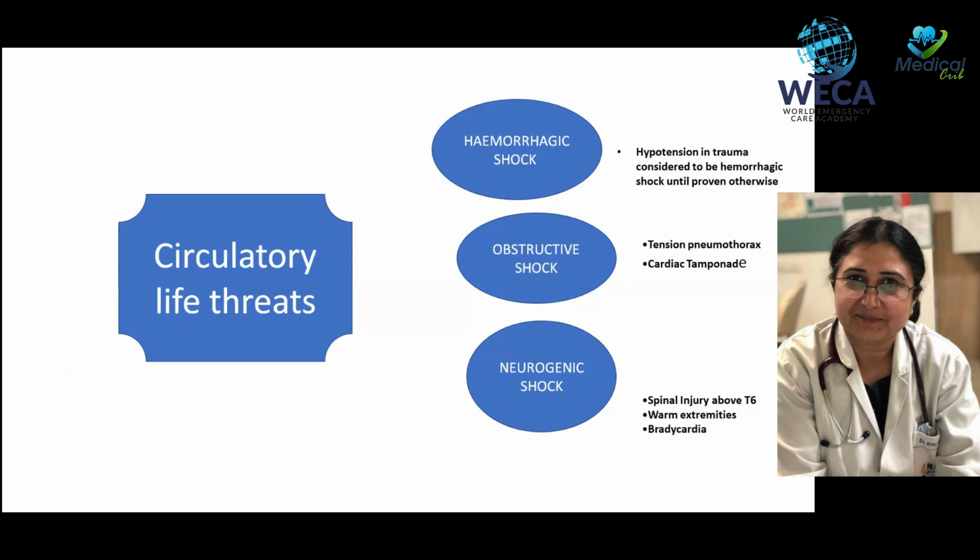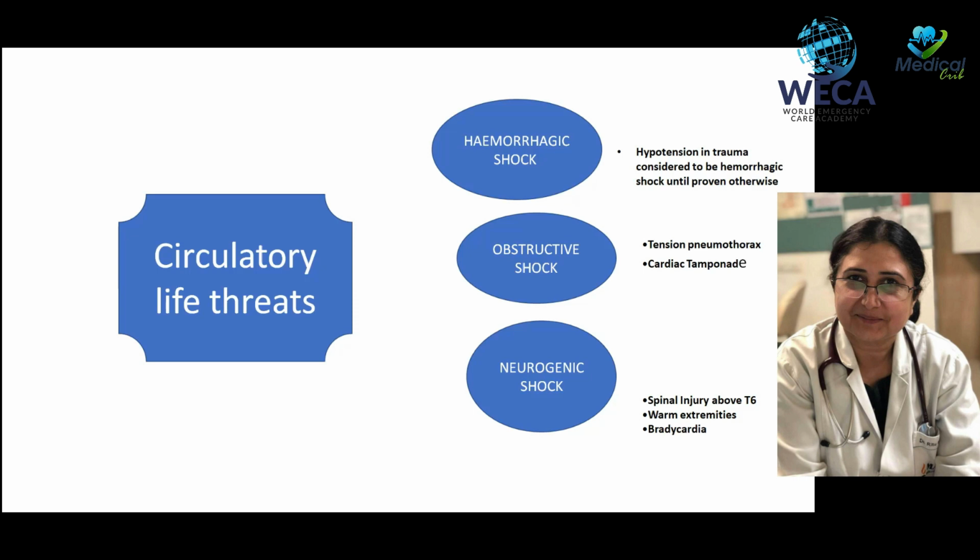Hemorrhagic shock, obstructive shock, and neurogenic shock are circulatory life threats. Hypotension in trauma is considered to be hemorrhagic shock until proven otherwise. Tension pneumothorax and cardiac tamponade are examples of obstructive shock, and these patients deteriorate very fast. So we have to decompress the chest cavity and take care of it with needle decompression, IV fluids, and oxygen.